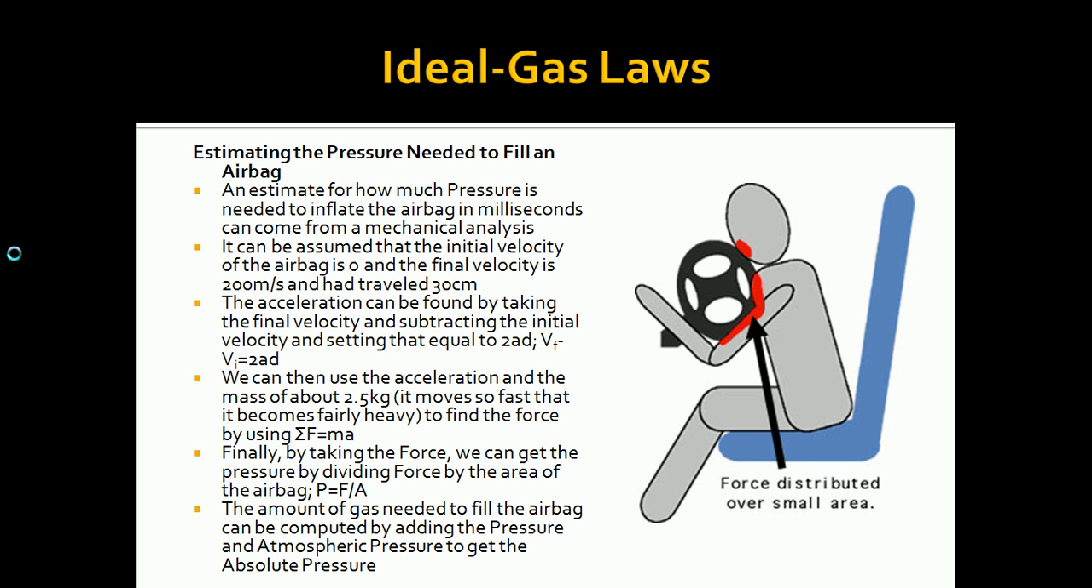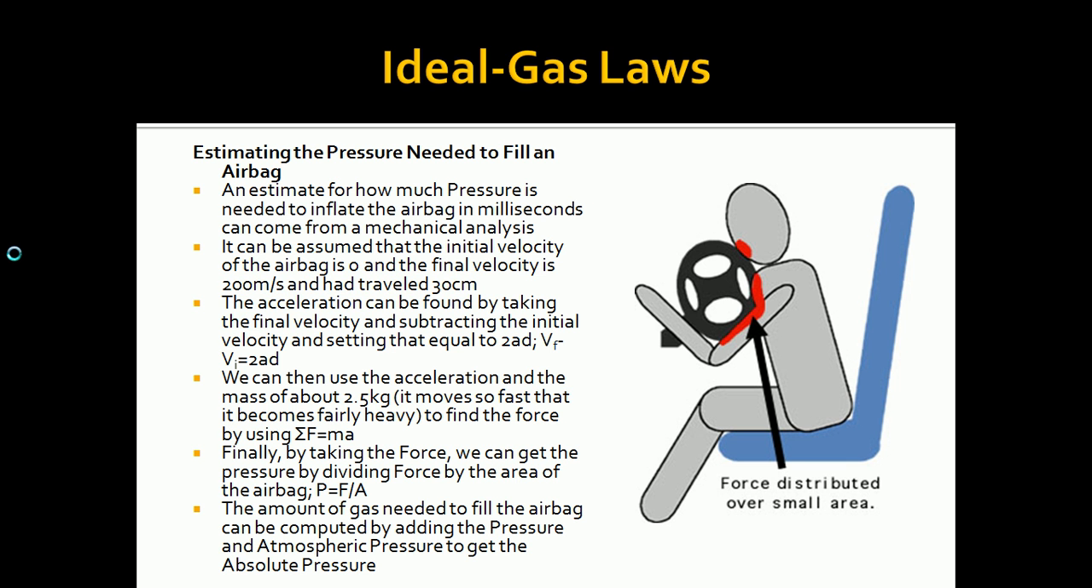The acceleration can be found by taking the final velocity squared minus the initial velocity squared and setting that equal to 2 times the acceleration times the distance. We can then use the acceleration and a mass of about 2.5 kilograms to find the force by using sigma F equals ma. The reason the mass is so heavy is because the airbag moves so fast that it becomes heavy. Finally, by taking the force, we can get the pressure by dividing force by the area of the airbag.